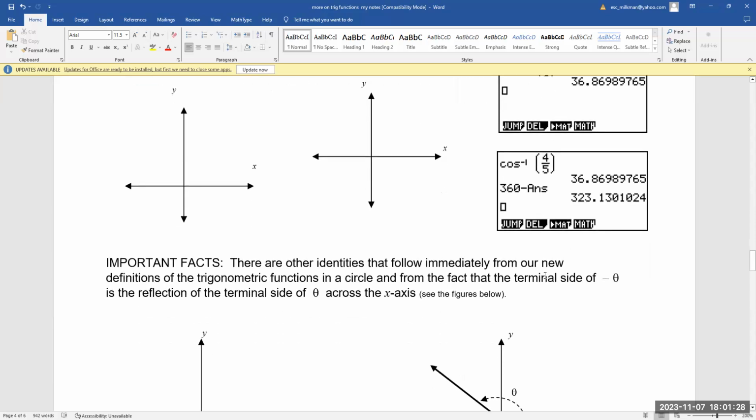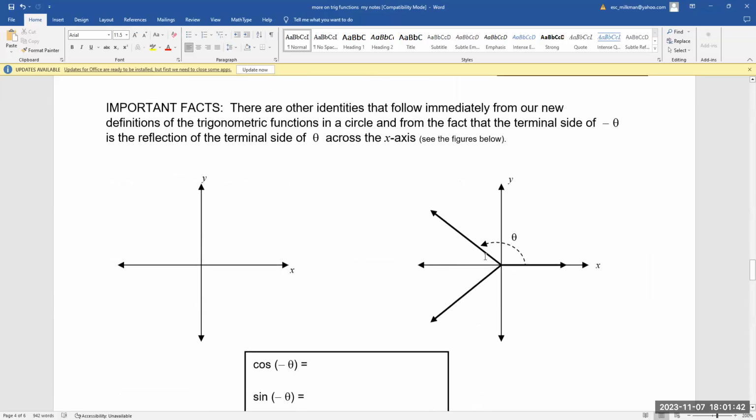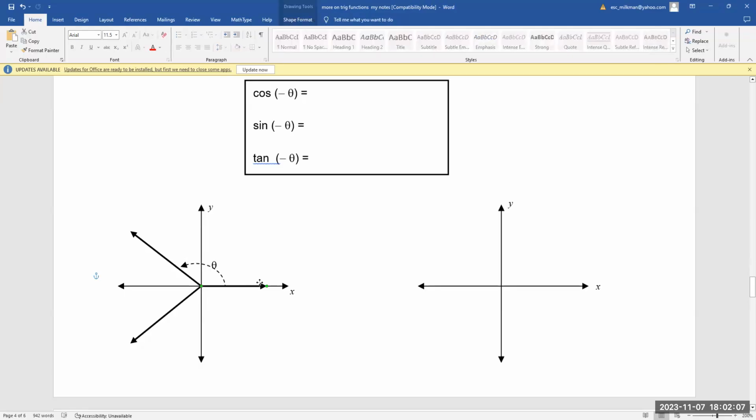Important facts. There are some other identities that follow immediately from our new definitions of the trig functions of the circle, and from the fact that the terminal side of a negative theta is a reflection of the terminal side across the x-axis. So here's what I'm talking about. If this is a positive angle theta, negative theta, represented in standard position, is just a reflection across the x-axis. And again, I think I've got it down here, the same thing. If this is theta, negative theta is represented by this.